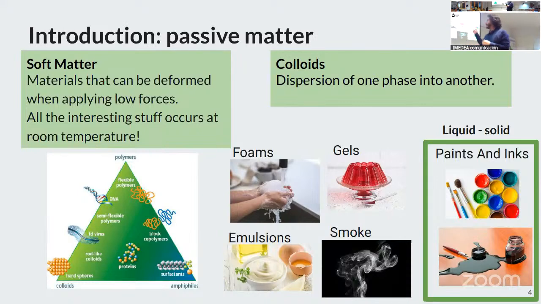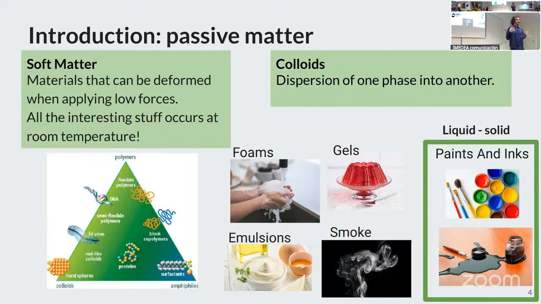Depending on the nature of the dispersed phase and the nature of the dispersion phase, we can have different types of colloids like foams, emulsions like mayonnaise, gels, smoke. But I would like to emphasize this type of colloids in which we have small solid particles dispersed in a liquid medium, like paint and inks.